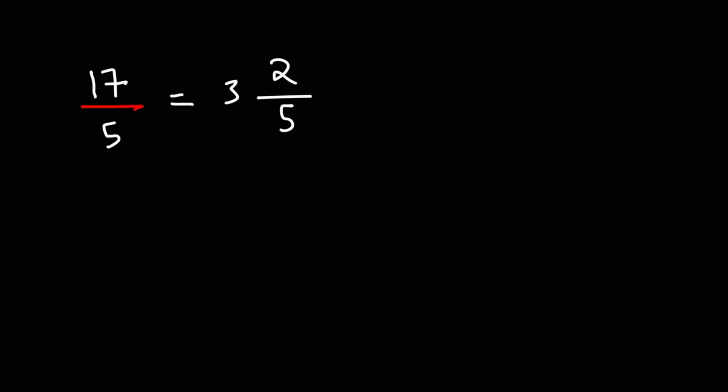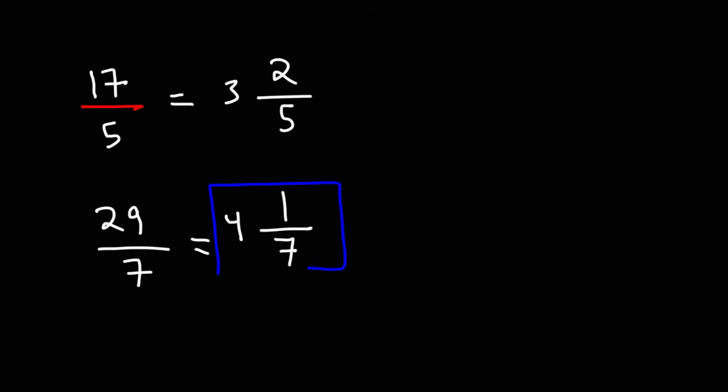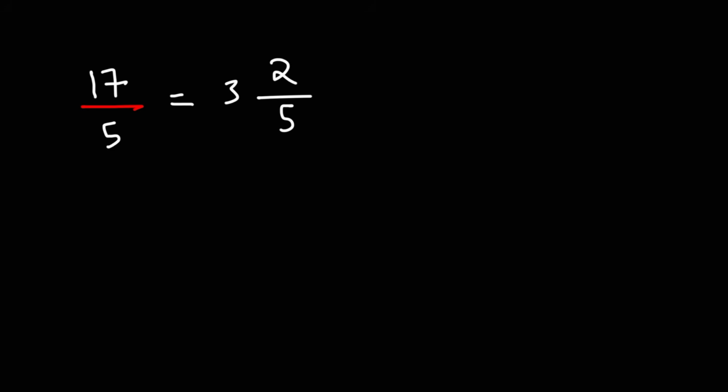Let's try another example. 29 over 7. How many times does 7 go into 29? 7 goes into 29 4 times. 4 times 7 is 28. 29 minus 28 is 1. So the answer is 4 1/7 as a mixed number. So that's how you can do it mentally.